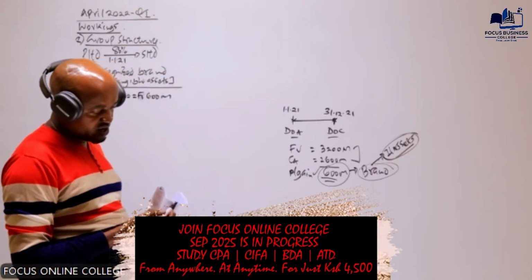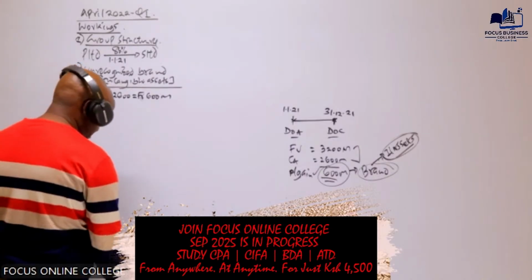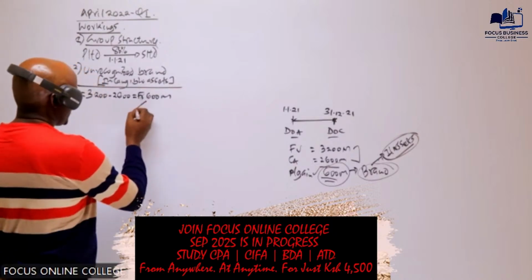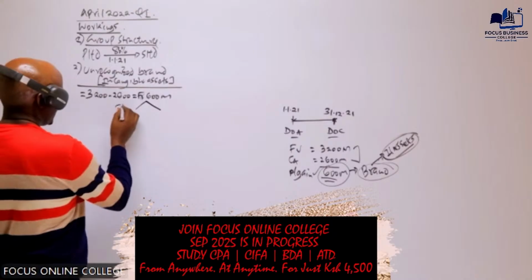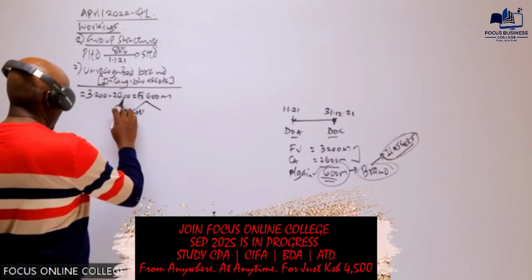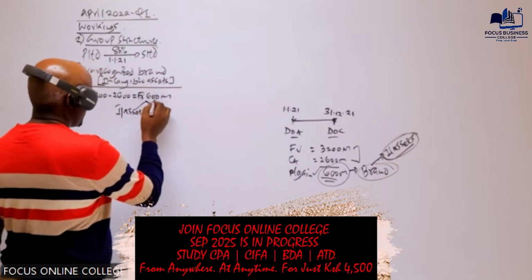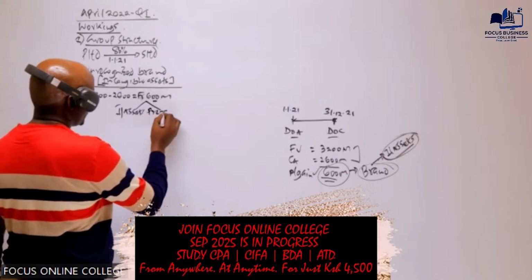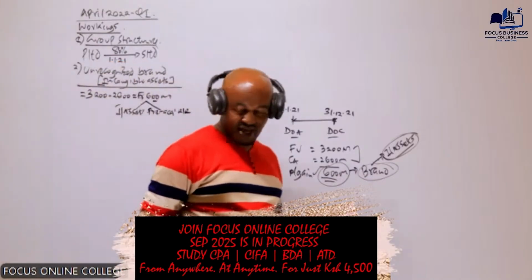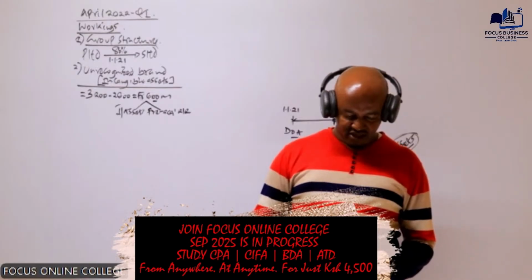So how are we going to account for this amount of 600? Number one, this one will be recognized as an intangible asset within the consolidated statement of financial position. Number two, this one is a pre-acquisition revaluation reserve. So that's the first thing you need to know.